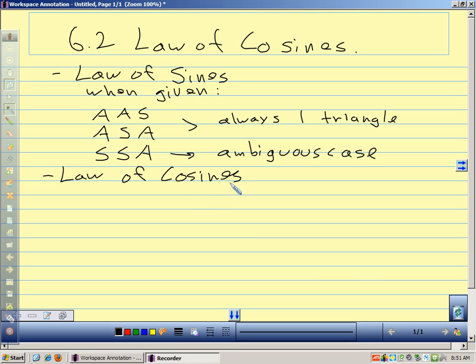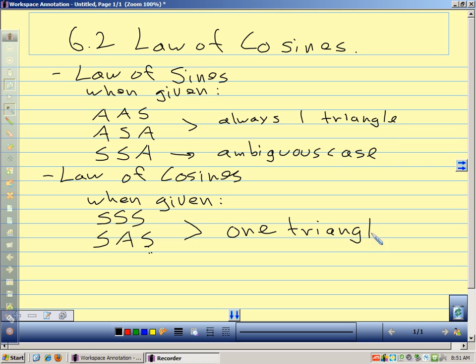So our law of cosines is when we're given side, side, side, or side, angle, side. That's when we use the law of cosines, when we're given those combinations. If we're given 3 sides or 2 sides and the included angle. And law of cosines is always going to give us one triangle. But there's one thing we have to be a little careful about, and we'll talk about that. All right, does everybody have that part?